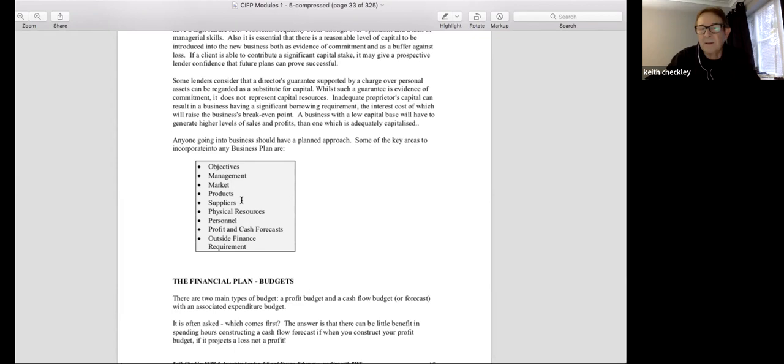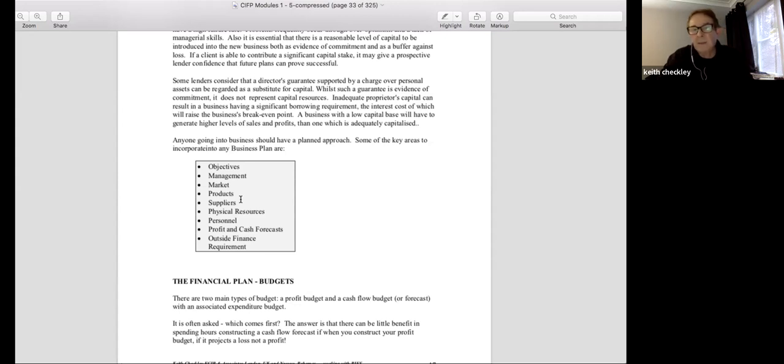What about suppliers? As we saw in the clothing imports case, who are the suppliers? Are there supplier contracts in place? What physical resources do they have? That's by way of premises and things like that. What about personnel, people who are going to be working for them if they're employing a few people?